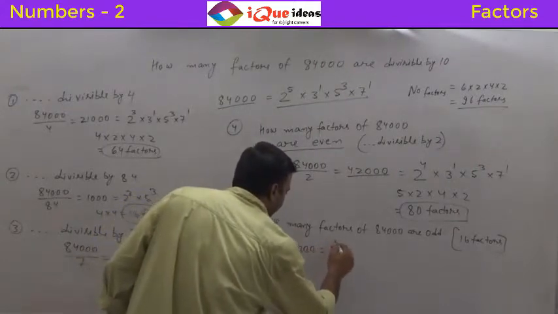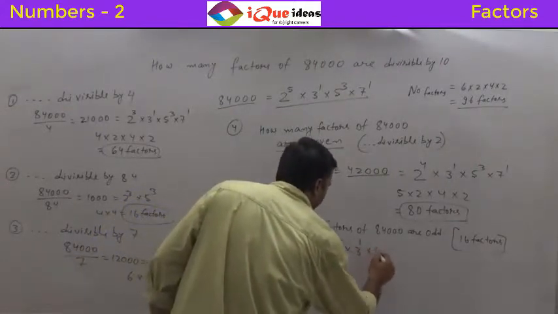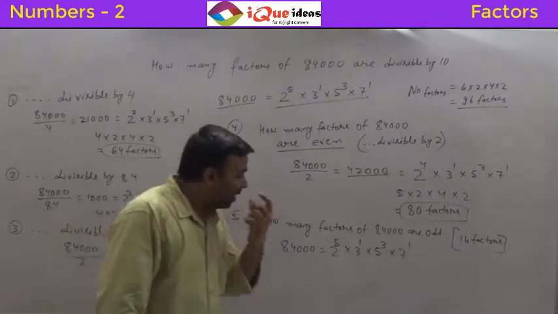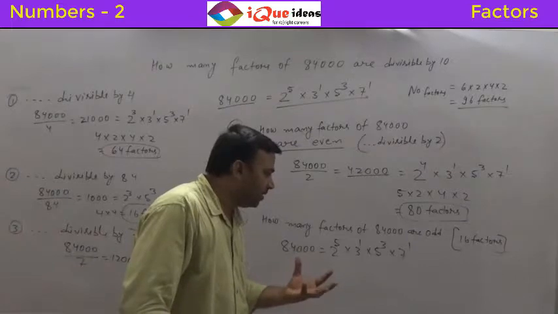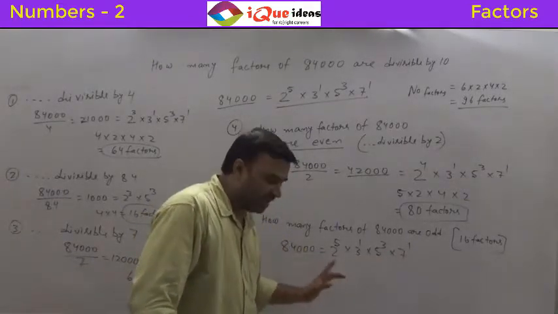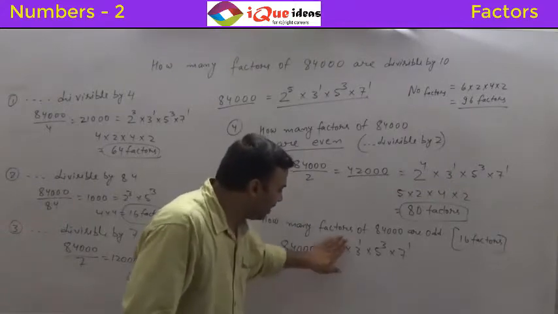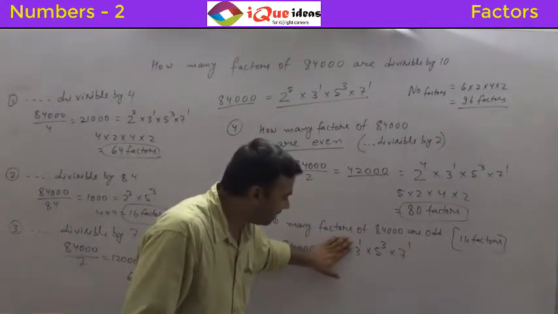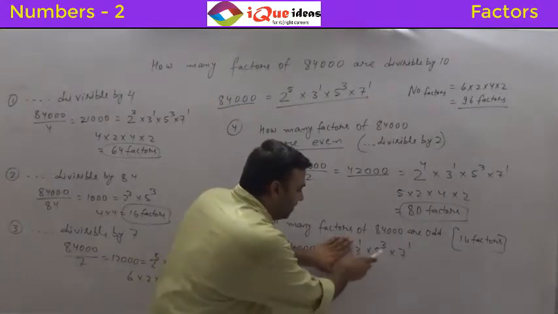That is 2 to the power 5 into 3 to the power 1 into 5 to the power 3 into 7 to the power 1. Okay? Now, how is a factor formed? The factor is formed by power combinations of 2, 3, 5, 7 in this case. If I do not take any power of 2, automatically the factor will be formed with the help of 3, 5 and 7.